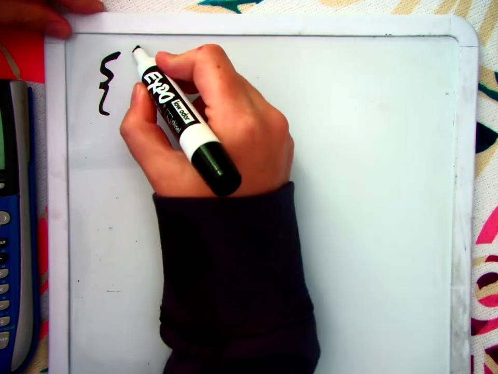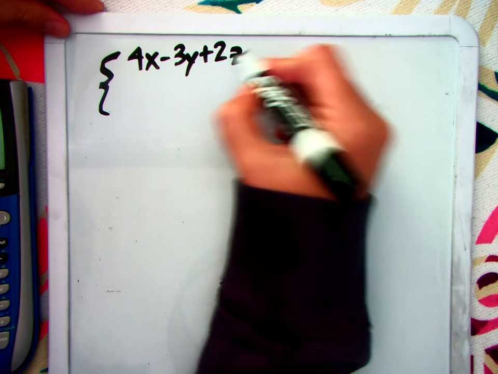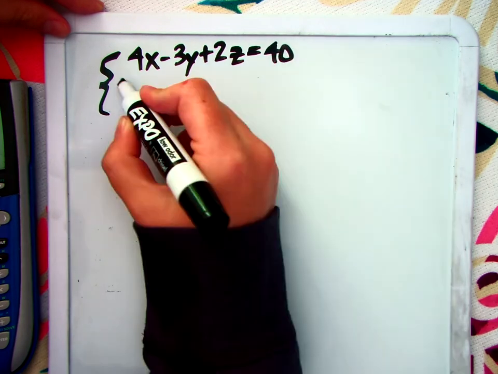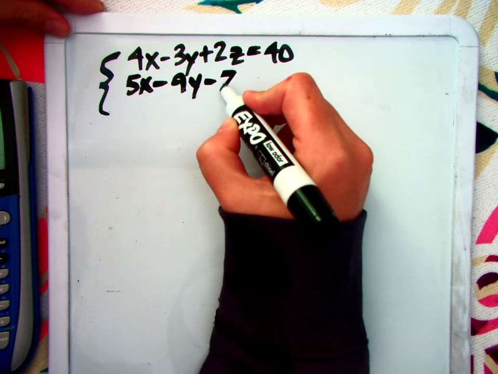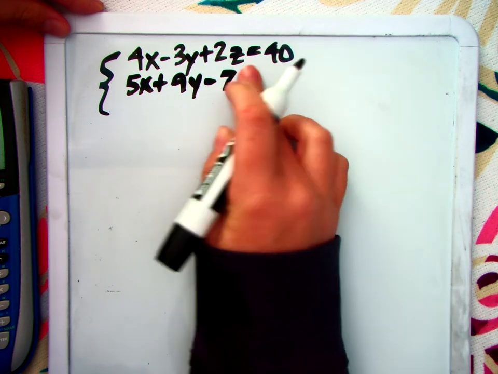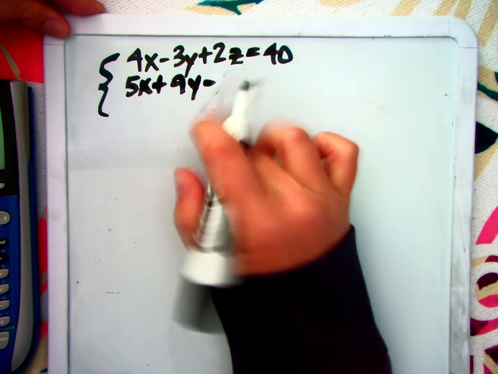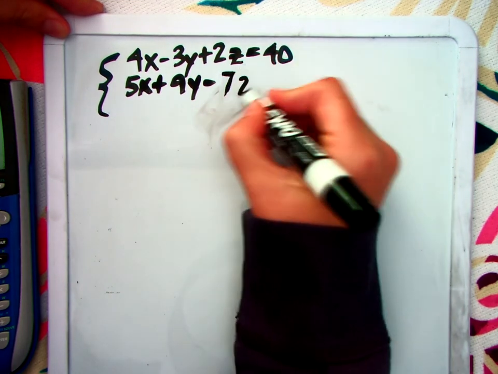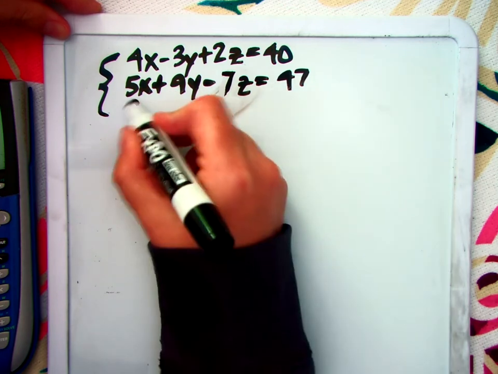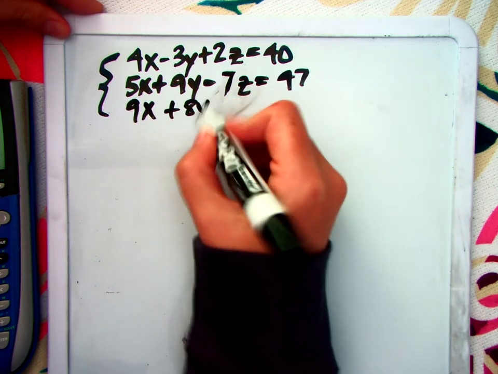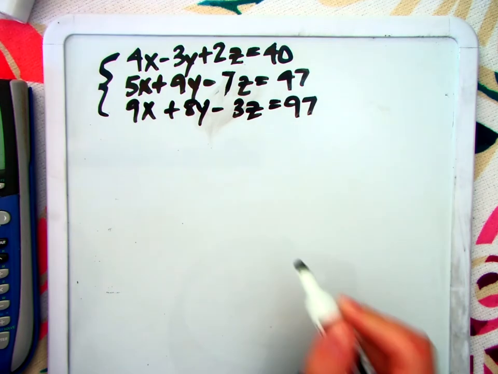We've got 4x minus 3y plus 2z equals 40. 5x minus 9y minus 7z equals 47. So it's plus 9y minus 7z equals 47. 9x plus 8y minus 3z equals 97. All right.